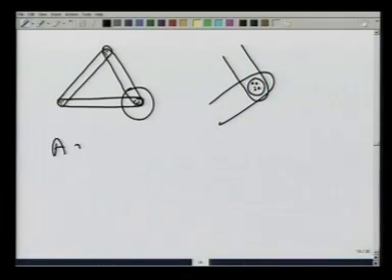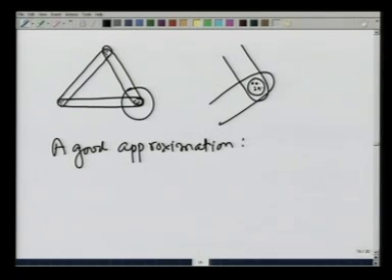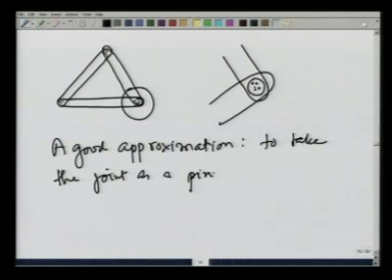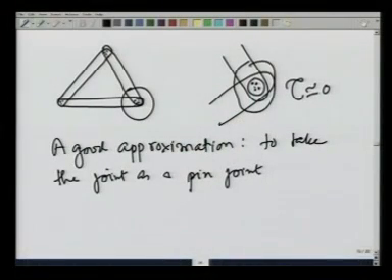So, a good approximation is to take a joint as a pin joint. Why? Because the width is very small, and therefore, even if there are little forces that are applied by these bolts, the torque produced would be almost 0, negligible compared to the torques that are applied by external forces, and therefore, it is a good approximation. By the way, the plate that is put here, and you notice it next time when you cross a bridge, is known as the gusset plate.